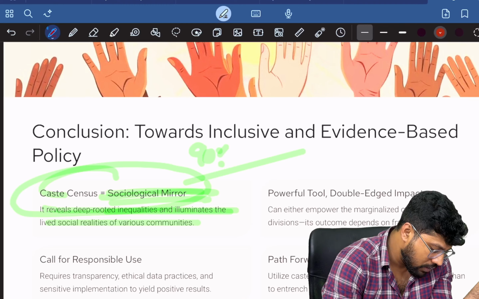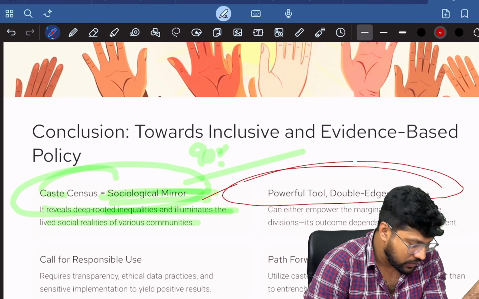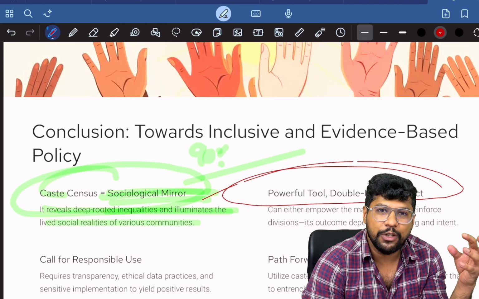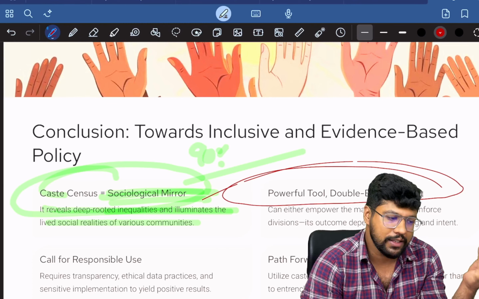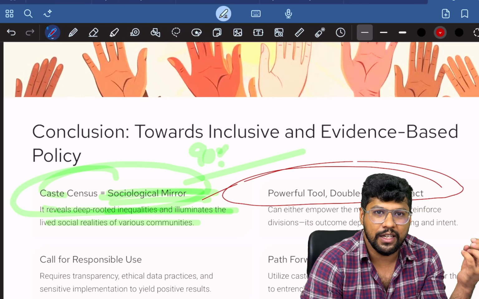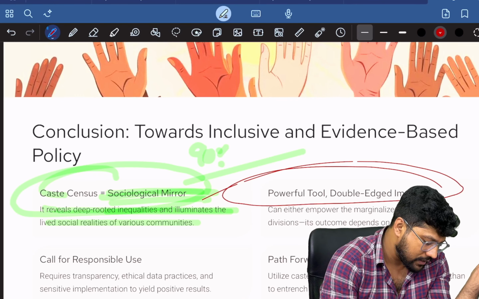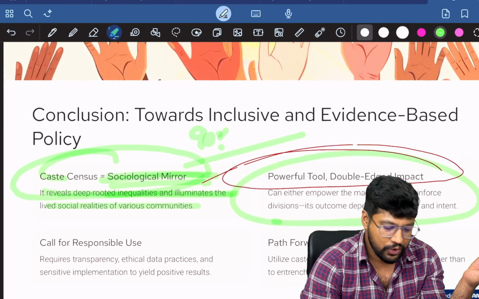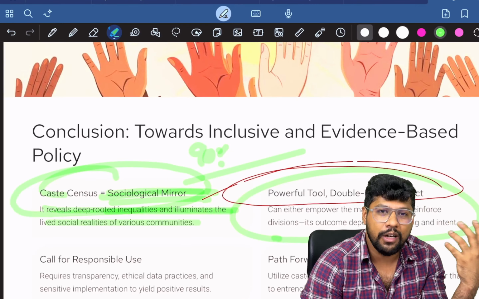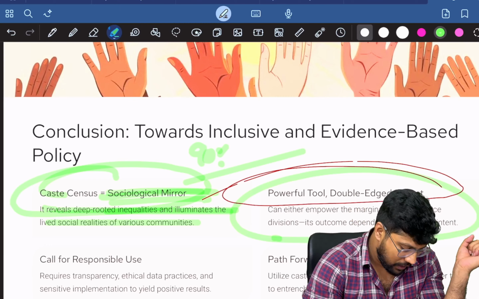However, we must also remember that caste has a double edged impact. By using the caste census, either this will lead to reinforcement of caste identities, or we can use it to get rid of caste from Indian society. So the outcome of the caste census will depend on how we use the data. We need to use the data to get rid of the caste system from Indian society rather than reinforcing it.